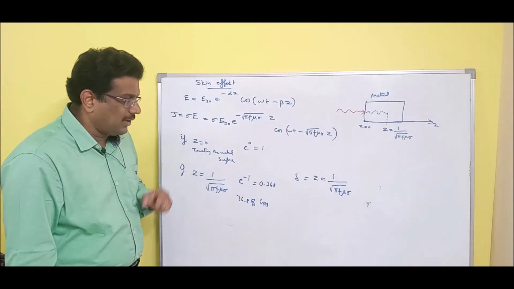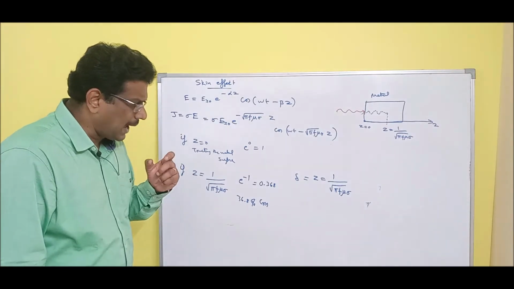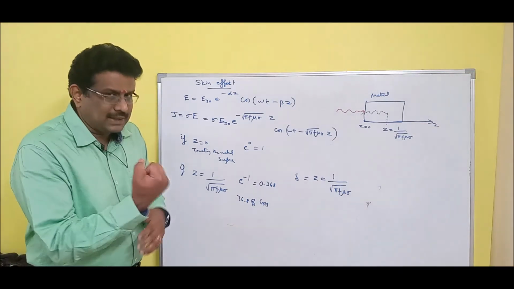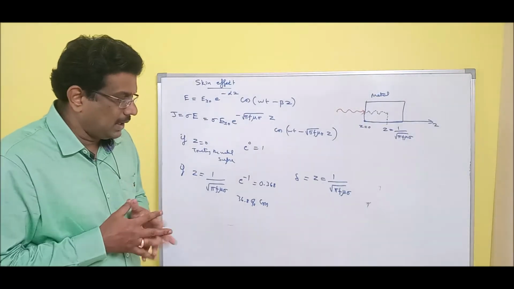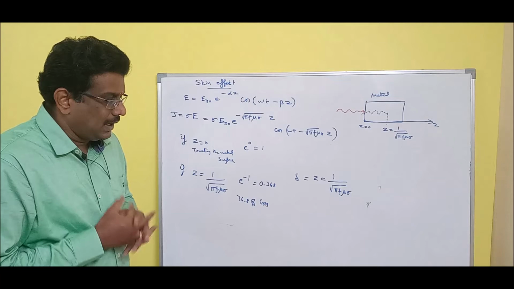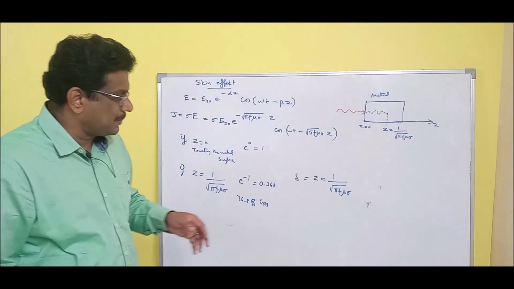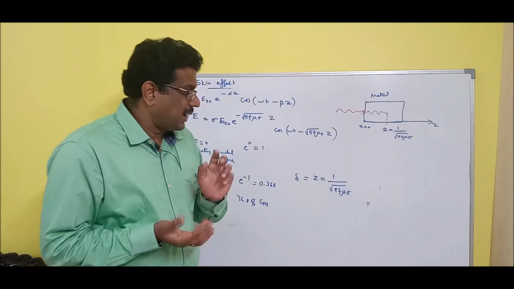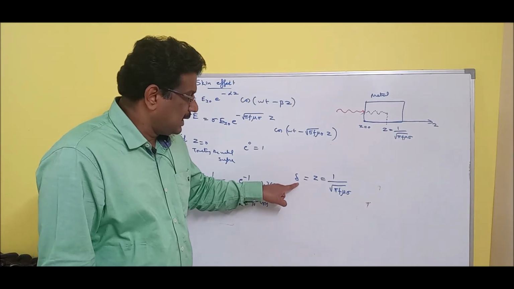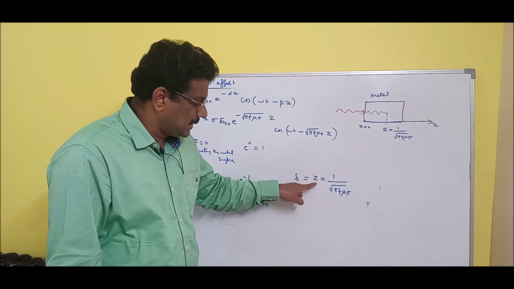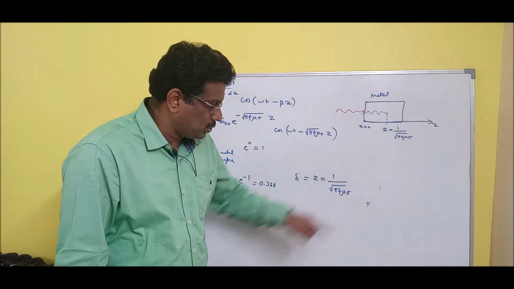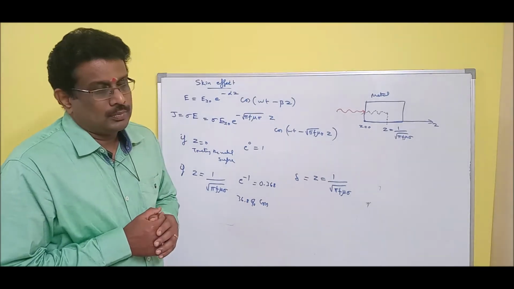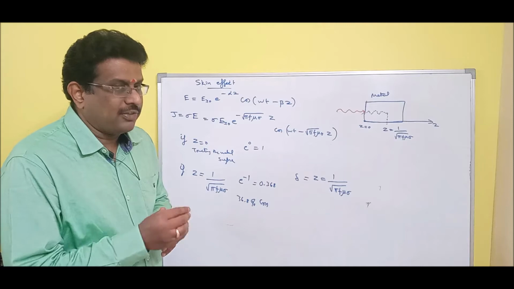The amplitude of the wave propagates in a conductor. The strength of the wave propagates in a conductor. I am repeating. The amplitude of the wave propagates in a conductor decreases by 36.8 percentage for a distance delta equal to z equal to 1 by root of pi f mu sigma is known as skin depth or depth of penetration.